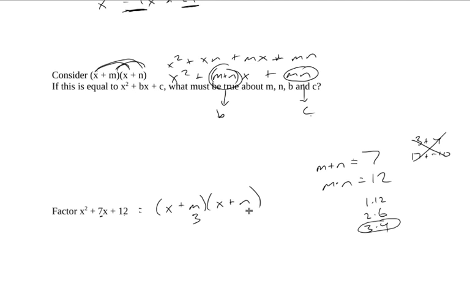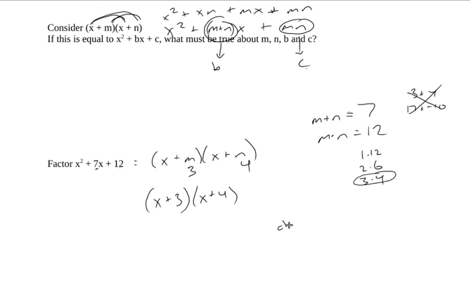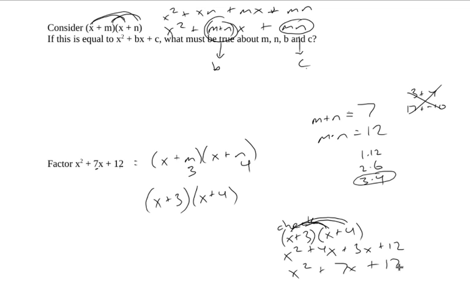So if one of these is 3 and the other one is 4, x plus 3 times x plus 4 are actually the numbers that I'm looking for. I can double check this by just multiplying this back out. x plus 3 times x plus 4. Let's see, x times x is x squared, x times 4 is 4x, 3 times x is 3x, and 3 times 4 is 12. So I get x squared plus 7x plus 12. And that is exactly what I started with here.